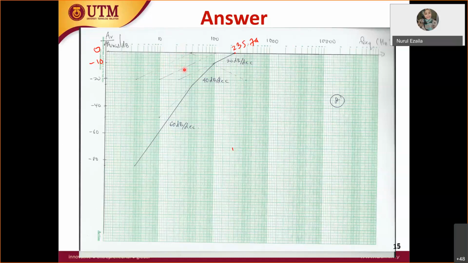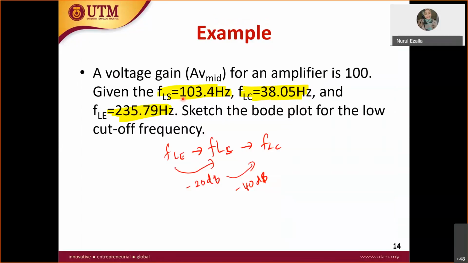So you have to draw a straight line here and then drop by 20 dB. Draw a 20 dB straight line like this. Your 23.5 is around this region, so at the intersection you draw a line over here. You will get the first point, 235.79, over the 20 dB. Then you do so on for another frequency here.